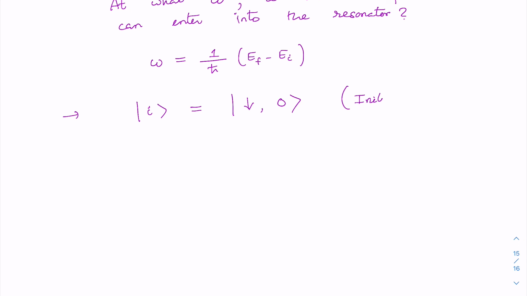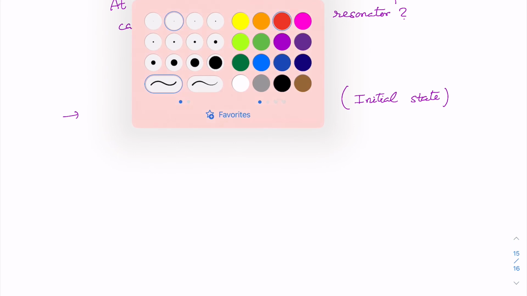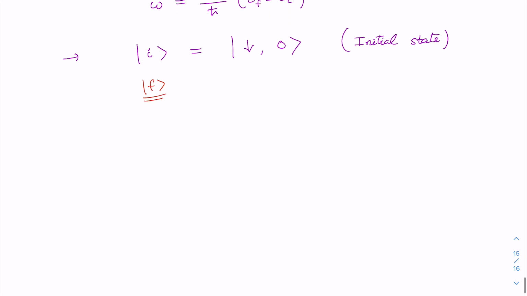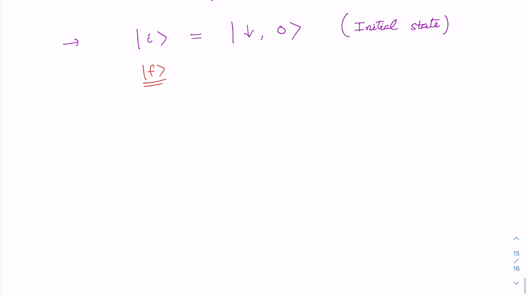So this is our initial state. And then finally we had a final state. I will discuss what it is, because in the final state, obviously, one photon is getting created inside the system. So this initial state and the final state are basically connected by the creation of a photon inside the system. And this matrix element, just for our understanding, I'm writing it like this.